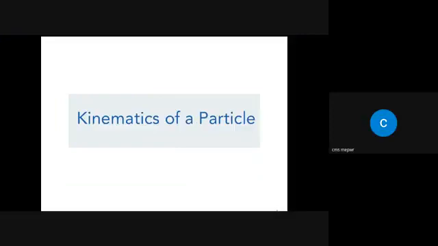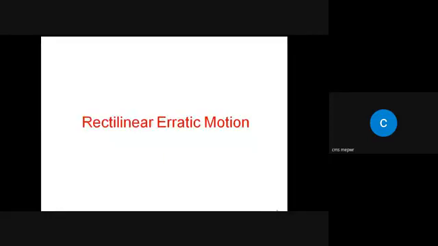Okay, so today the topic that we are going to study is basically the continuation of the previous topic. In the previous class, we were studying kinematics of particles, and we were discussing rectilinear motion, where we studied rectilinear continuous motion. Today, the major section is the same, kinematics of particles, and in that we will study rectilinear motion again, but not the continuous one. We will study the other section of rectilinear motion, which is rectilinear erratic motion.